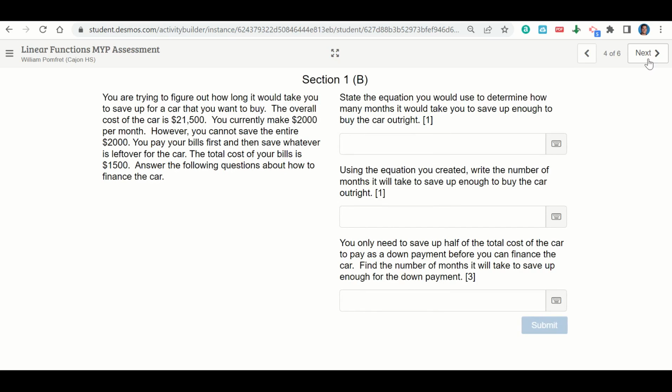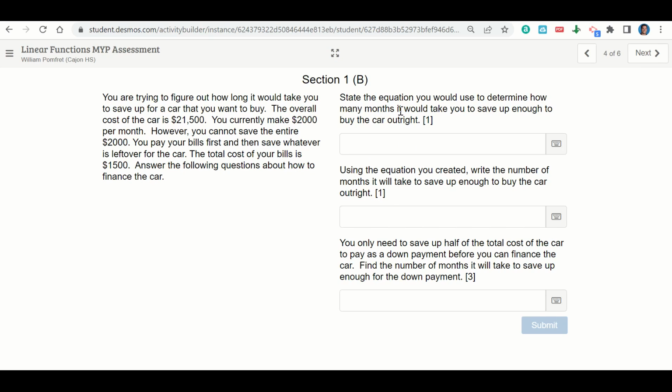Now we're going to change the scenario just a bit and say that the cost of the car is the same, but you only make $2,000, but you still have to pay $1,500 in bills before you can buy the car. So you're going to state how many months it would take you to save up to buy the car outright.